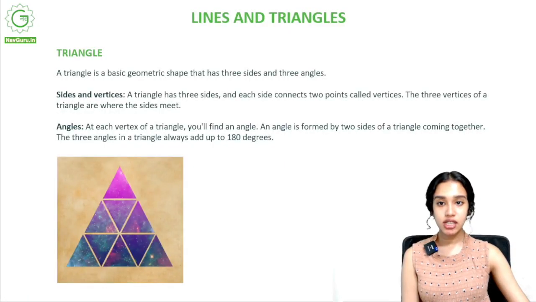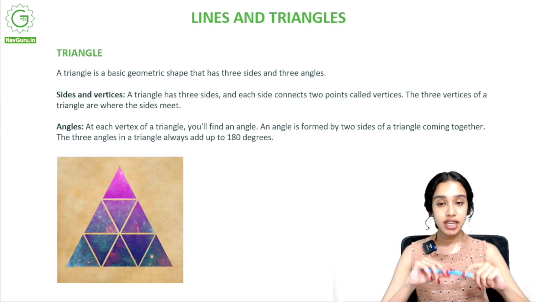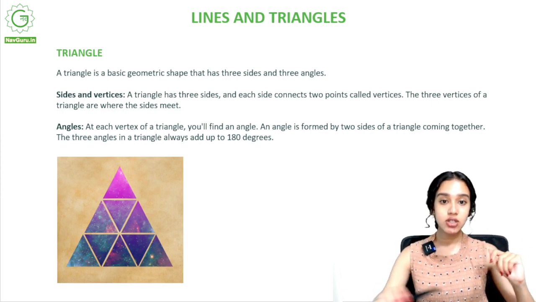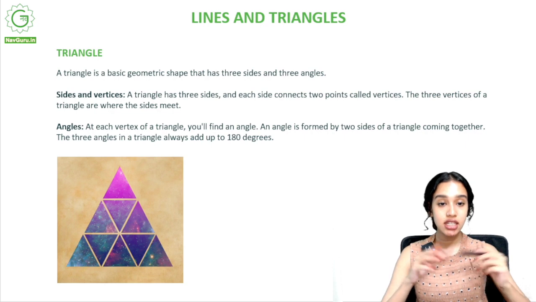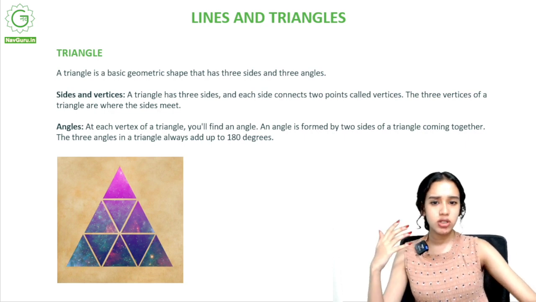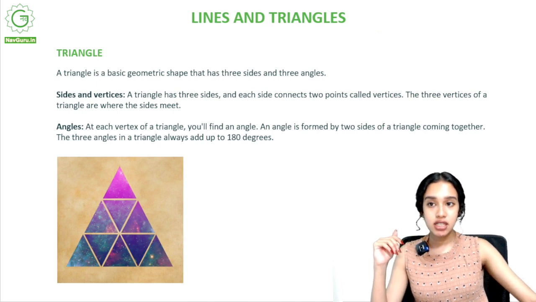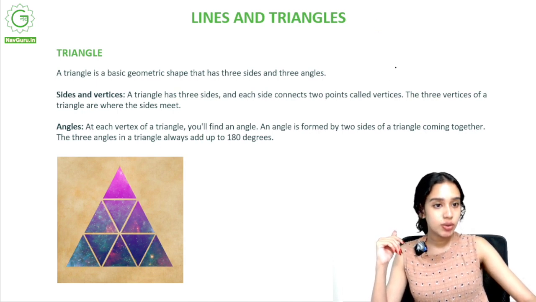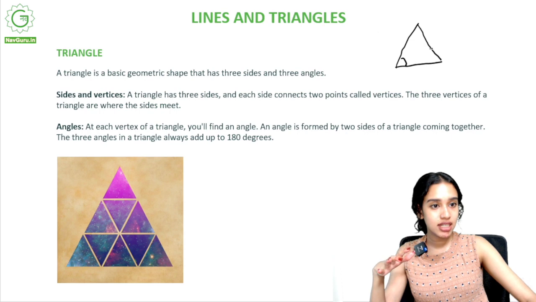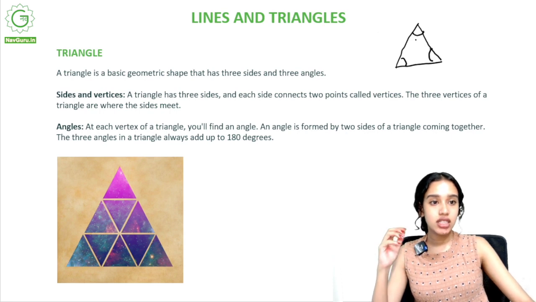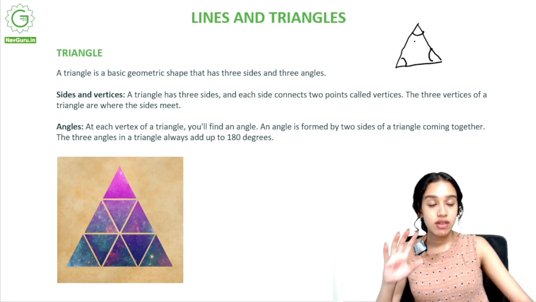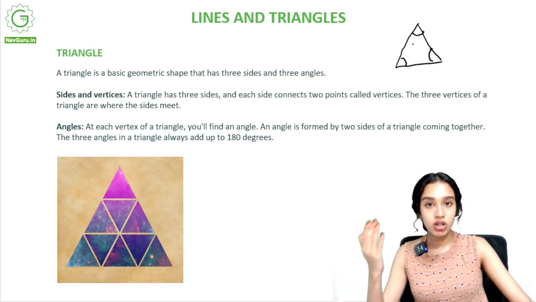Let's move on to the next concept from the chapter Lines and Triangles. So, what are triangles? A triangle is a basic geometric shape that has three sides and three angles. What comes into your mind when we think about a triangle? Triangles have three sides, right? We have two lines and a third line joining them. Here we have three lines and three angles, right? So this geometric shape which has three sides and three angles is called a triangle.